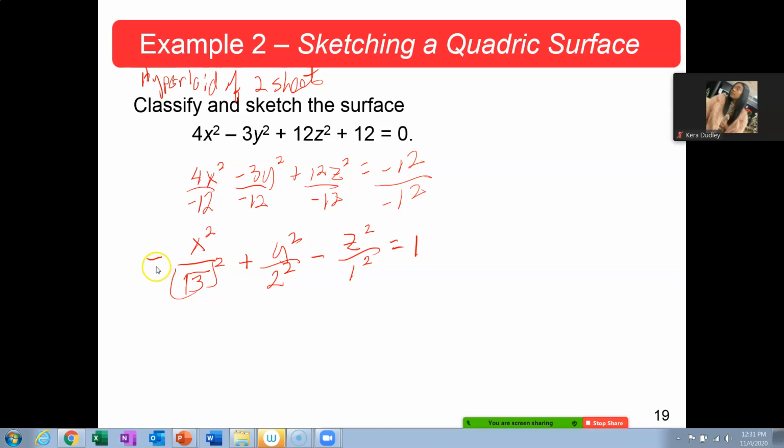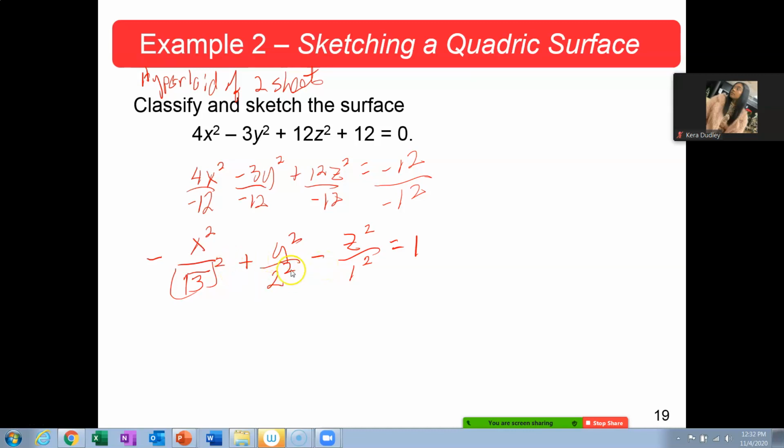If you have one minus sign, that would give you a hyperboloid of one sheet. If you have two minus signs, that gives you a hyperboloid of two sheets. Now, why can't this be a paraboloid? Because with a paraboloid, one of those variables has to be to the first power, not to the second power. Okay, so that narrowed it down to a hyperboloid, two minus signs, so that gives you two sheets.